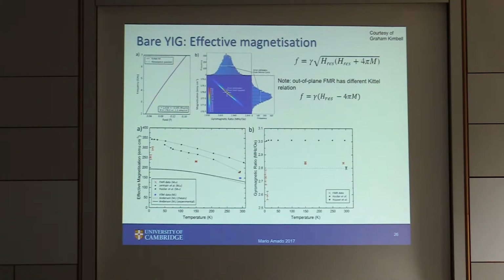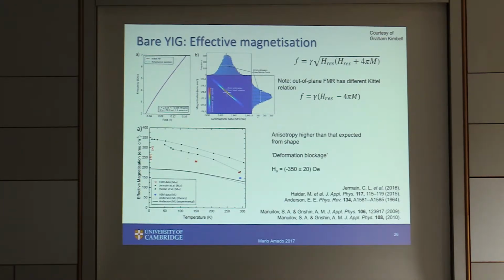Then, if we go slightly lower in temperature and we just study the bare YIG, what we have observed is that the magnetization increases by lowering the temperature, and this has been previously observed in bulk samples of this YIG. It's been reported that there is a deformation blockage and its entropy is always higher than expected at lower temperature, and this gives you a slightly higher effective magnetization per unit volume than the bulk you would expect at room temperature.